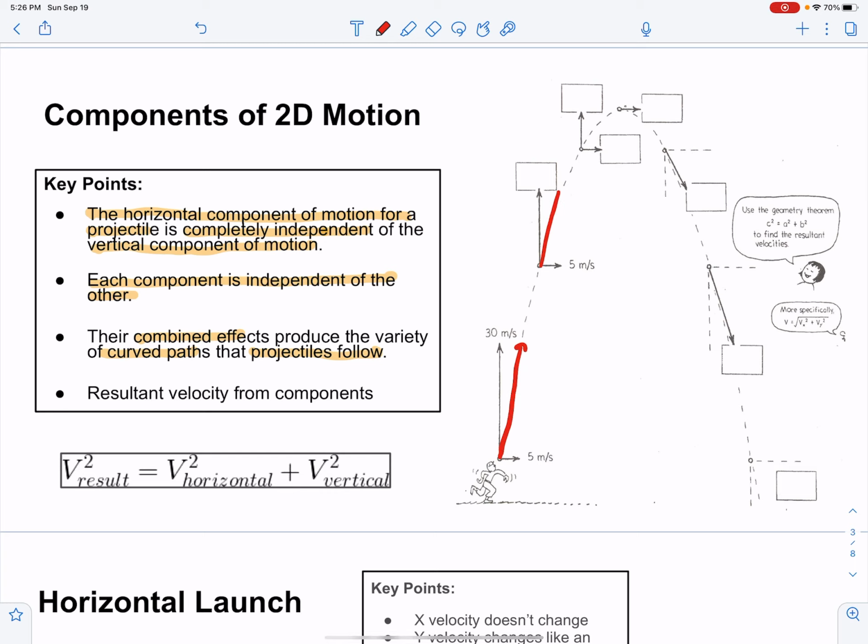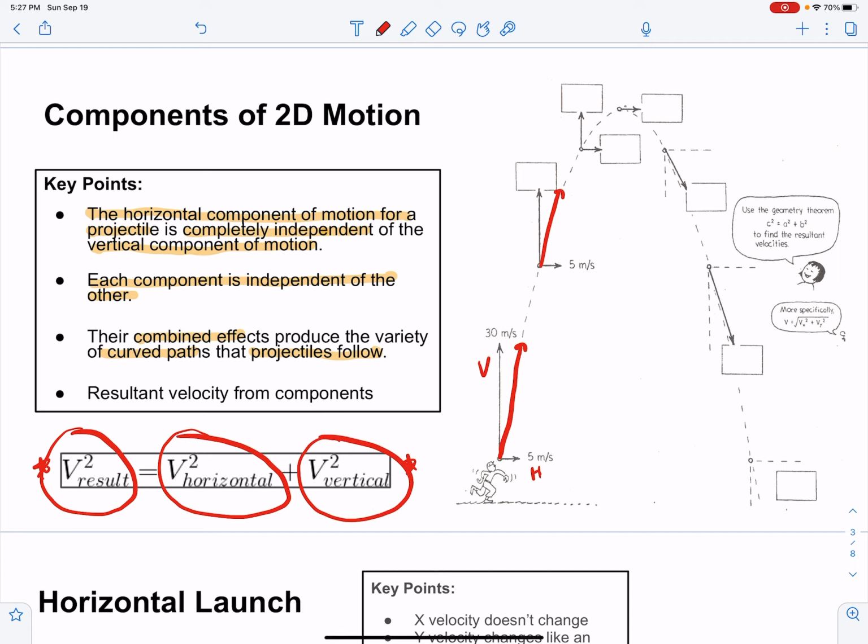All right, if we were to look at the actual math behind it, the combined velocity vector, say the resultant vector of our vertical part and our horizontal part, we can get with a little bit of math. It turns out the overall velocity squared is equal to the horizontal velocity squared plus the vertical velocity squared, and that gives us the overall resultant velocity squared. Okay, let's take a look at this quick example.